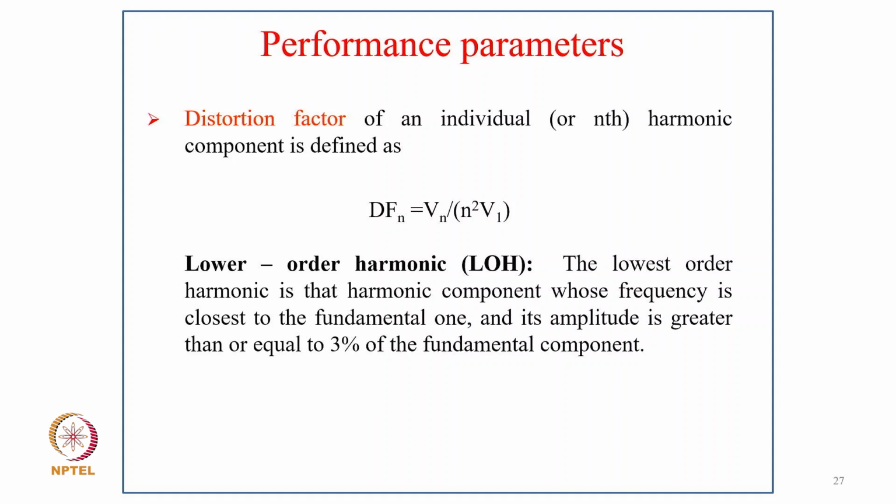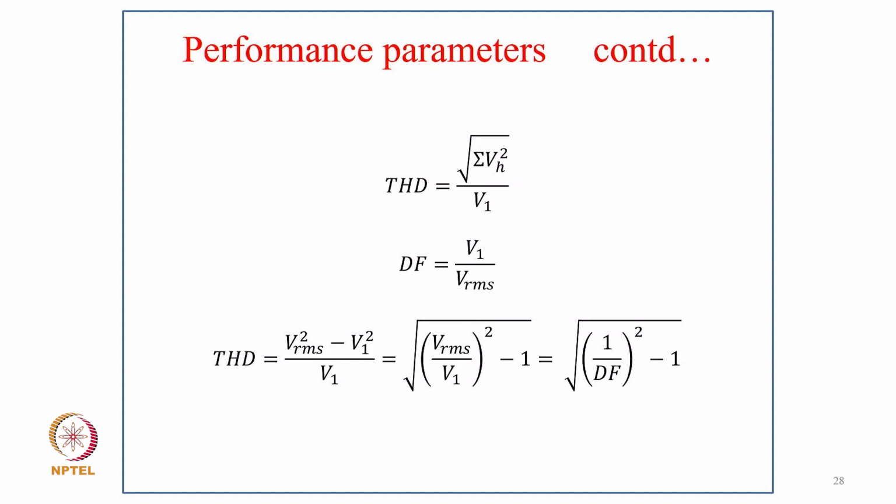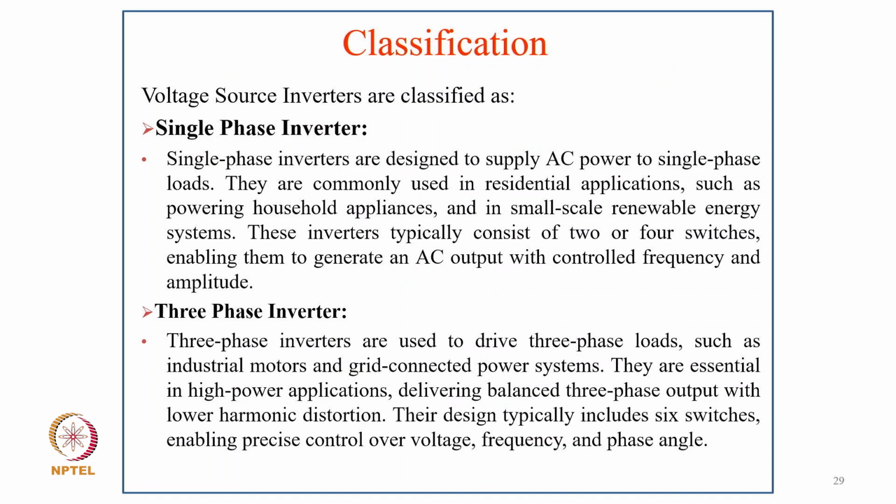The lowest order harmonic is that harmonic component whose frequency is closest to the fundamental one and its amplitude is greater than or equal to 3% of the fundamental component. The THD is the square root of the summation of all harmonics other than the fundamental squared, divided by V1, and the distortion factor is V1 upon Vrms. THD is the square root of Vrms square minus V1 square, divided by V1, or the square root of Vrms upon V1 squared minus 1, or the square root of 1 upon DF square minus 1.